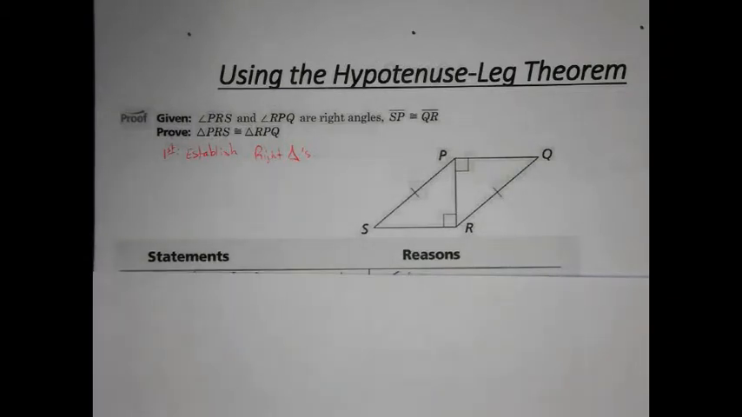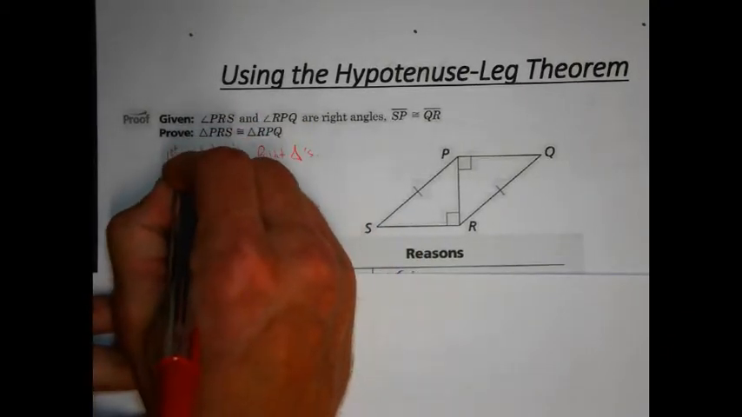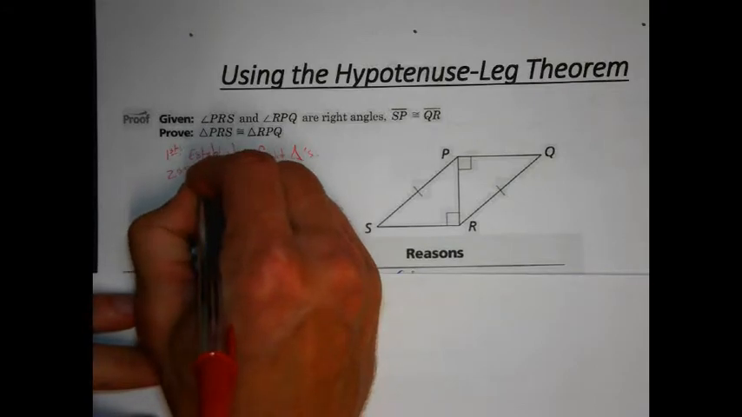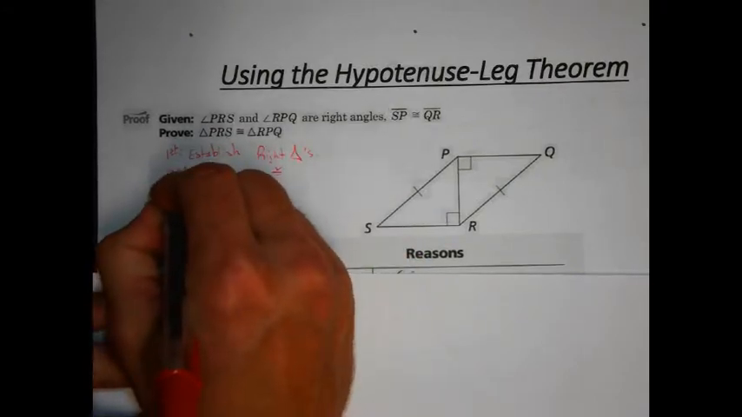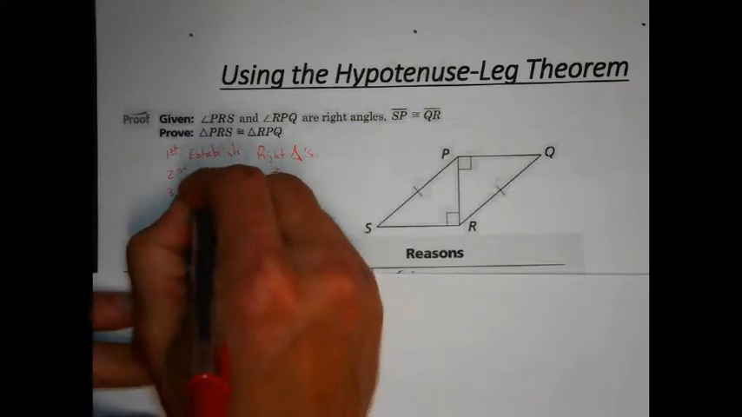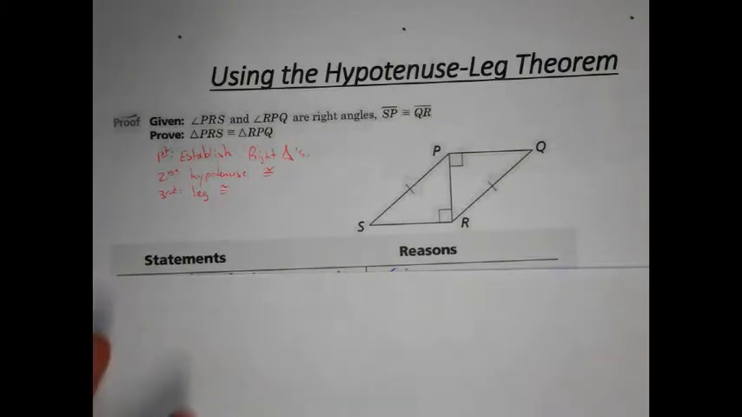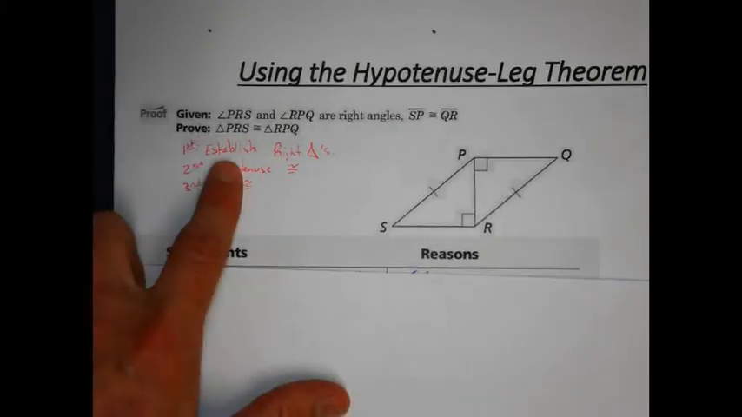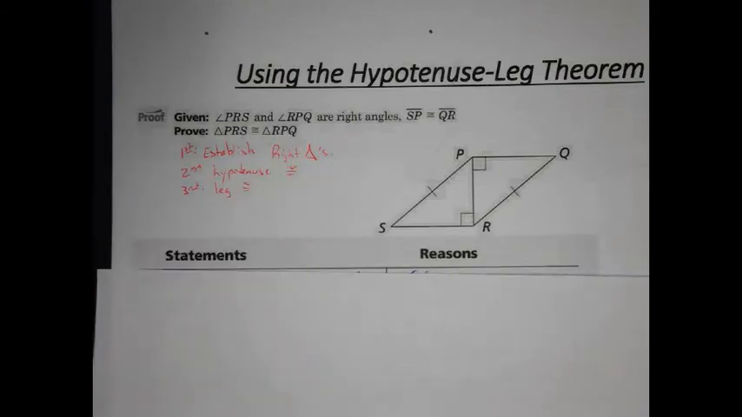Once we establish we're working with right triangles, then we point out the congruence of the hypotenuse and the congruence of the leg. Okay, so once we have that, we're all set. So there's a method to the madness. The game plan has to be, first things first, establish right triangles. Once we have that, we can then show our hypotenuses are congruent and then our legs are congruent and we're good to go. So we have to follow this method.